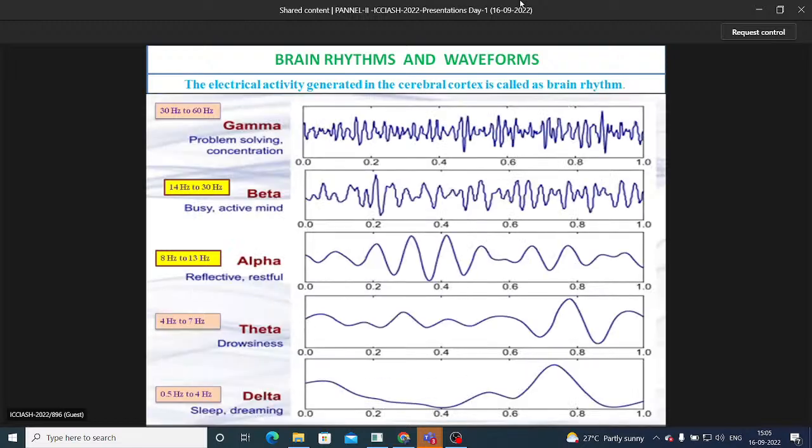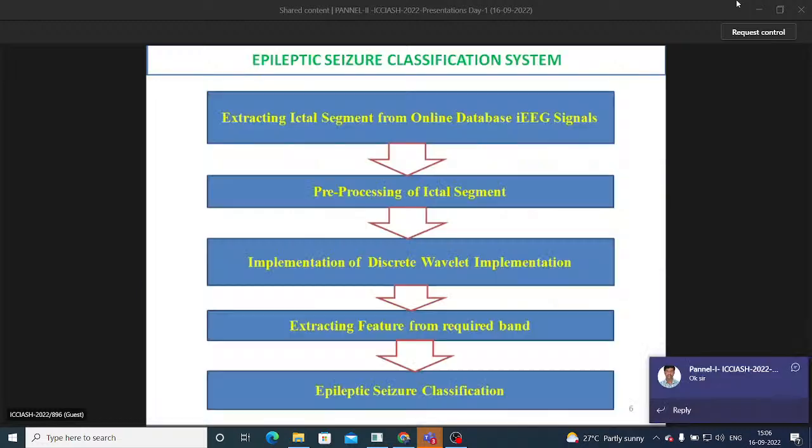Normally, the signals captured are in various frequency bands: alpha, beta, gamma, theta, and delta. The very important frequencies for seizures are alpha and beta frequencies, so we are working on these two. The alpha frequency is from 8 hertz to 13 hertz, and the beta frequency is from 14 hertz to 30 hertz. So we are extracting the exact bands, the alpha band and the beta band, and from there we are doing a band analysis.